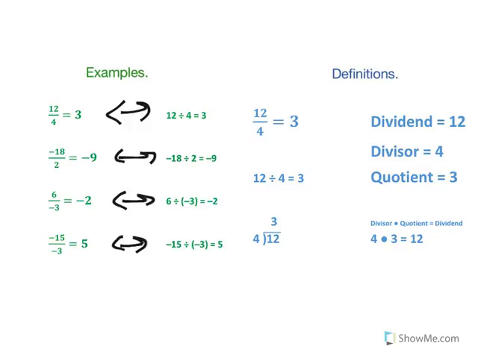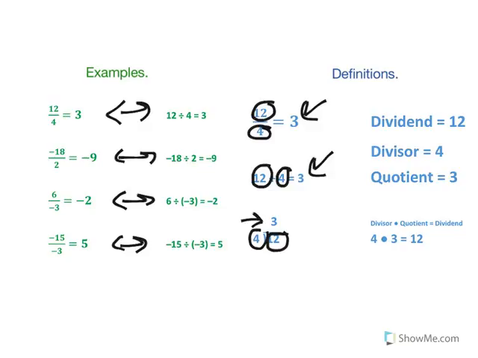Some definitions. The 12 is your dividend. It's the number on top here, or it's the first number, or it's the number inside the house, as they sometimes call it. The divisor is either the denominator, or the one to the right, or the one outside the house. That's your divisor. And the quotient is your answer. And if you wanted to check it to see if you've done it correctly, then you take the divisor, the 4, you multiply it by the quotient, your answer, the 3, and see if you get 12. If you do, then you did it correctly.